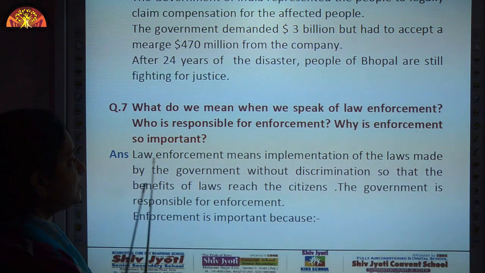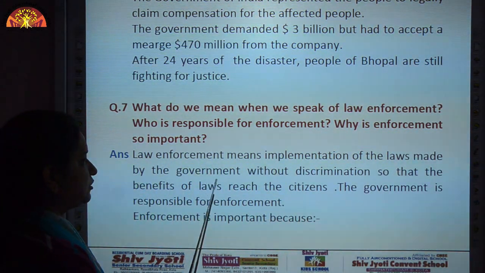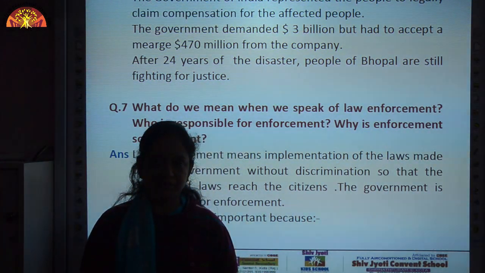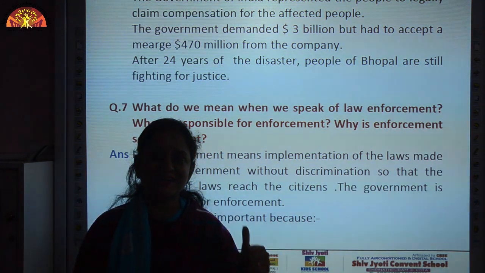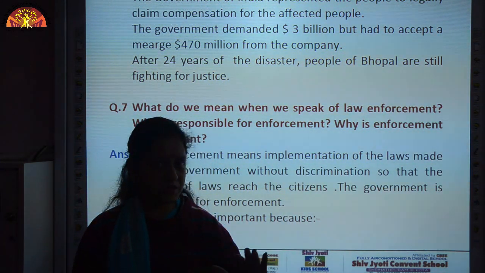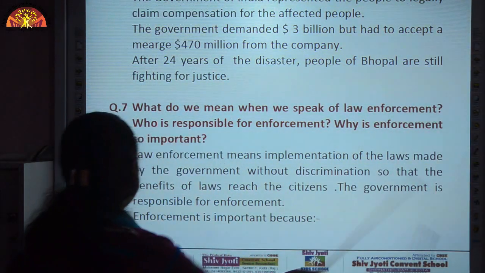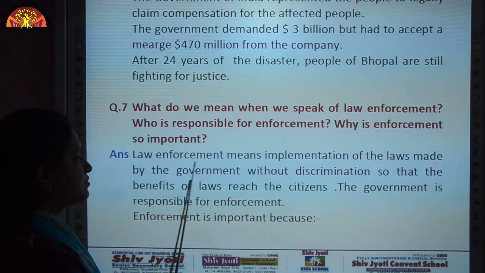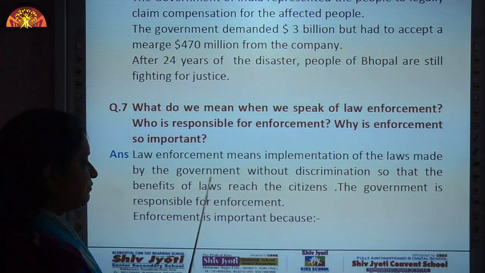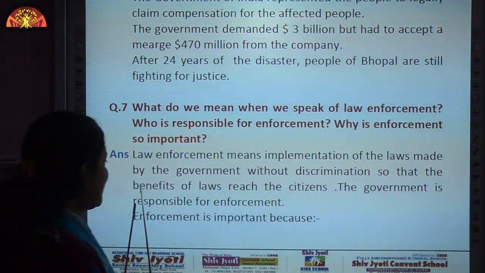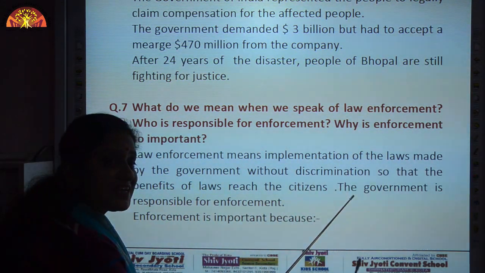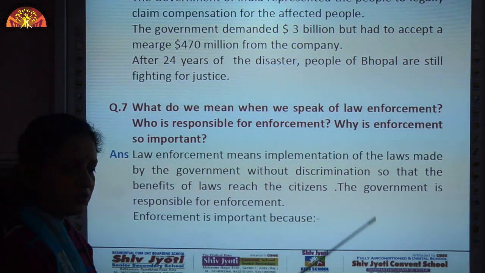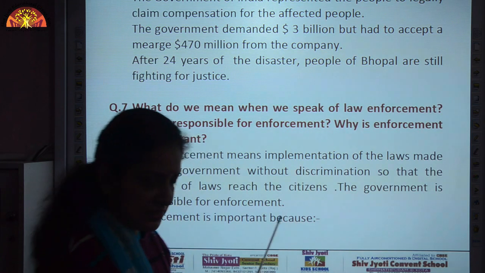Okay, number 1, law enforcement means implementation of the laws made by the government without discrimination. Means that the laws which are made by the government should be applicable to each and everyone without any kind of discrimination regarding caste, religion, poor, rich, no discrimination. Everybody is equal before the law, so that the benefits of the laws reach the citizens. I am again reading, please understand it. Law enforcement means implementation of the laws made by the government without discrimination, so that the benefits of the laws reach the citizens. Who is responsible for enforcing the law? Government. It is a duty of a government to provide certain facilities to the citizens of India, which is mentioned in the Constitution in the form of fundamental rights.